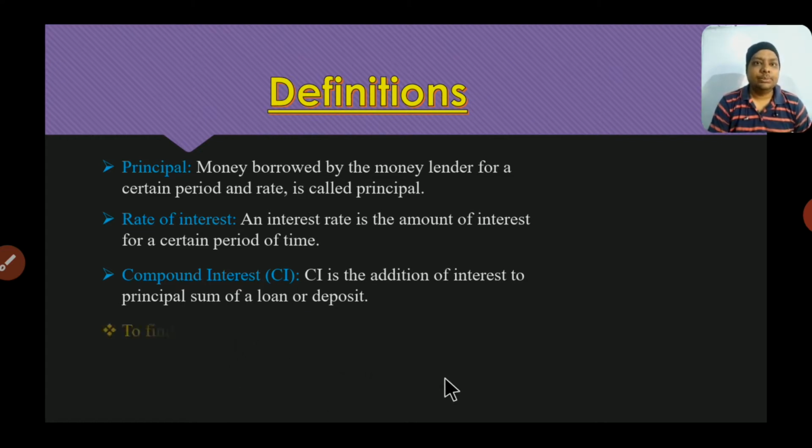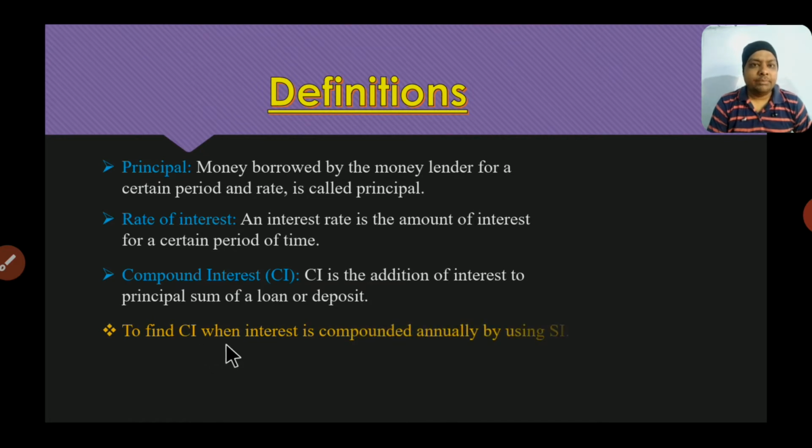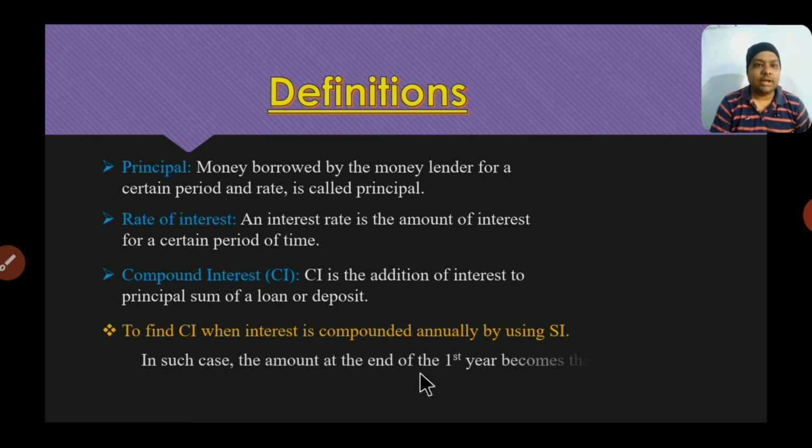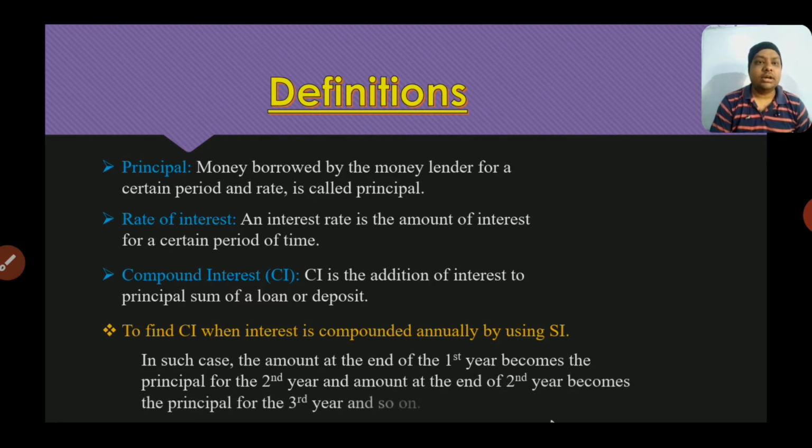Now, to find compound interest when interest is compounded annually, by using simple interest, not by using the formula. In this class we will not discuss how to find compound interest by using the formula; how to find compound interest by using simple interest we will discuss. In such a case, the amount at the end of the first year becomes the principal for the second year, and the amount at the end of the second year becomes the principal for the third year, and so on, like this. That is the compound interest here.